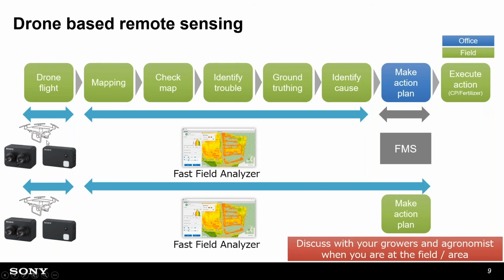Now, what is coming in the next version, Fast Field Analyzer, this can cover a part of this making action plan. That means after the flight, you grab the data and you can discuss with your growers or agronomists when you're at the field or areas. It's quite often the case that you are driving to the field, sometimes maybe more than 1 or 2 hours for the client's locations, for example. And when you are getting there, you like to discuss face-to-face, obviously.